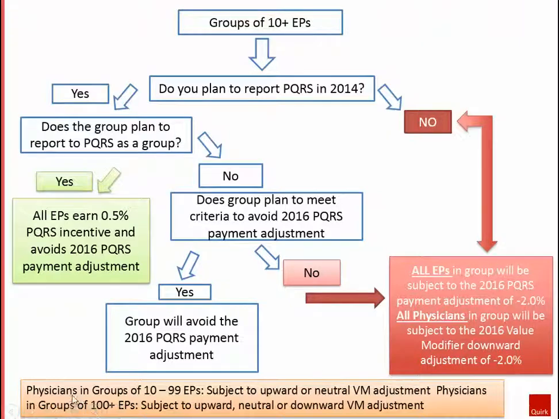And then just lastly, remember physicians in groups of 10 to 99 are subject to upward or neutral value modifier adjustments only. They would not be subject to a downward adjustment because it is their first year of reporting value modifier. However, physicians in groups of 100 or more are subject to upward, neutral, or downward value modifier adjustment because this is their second year of reporting.